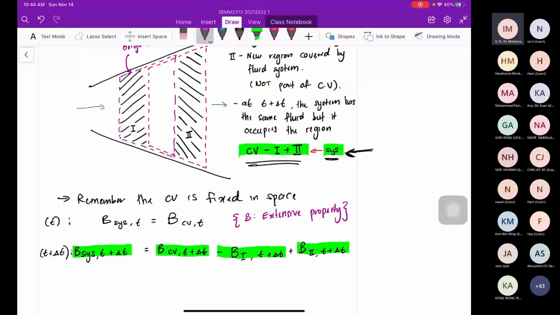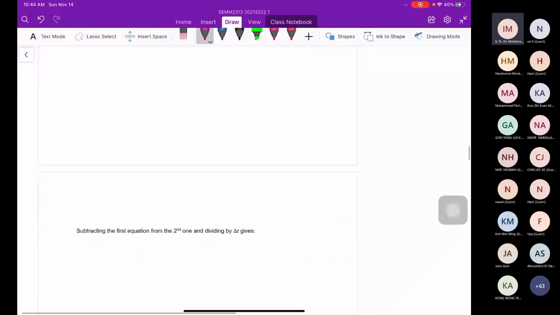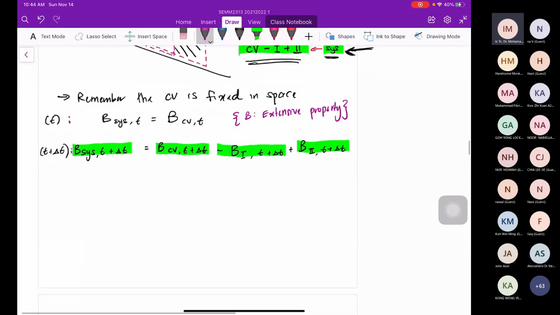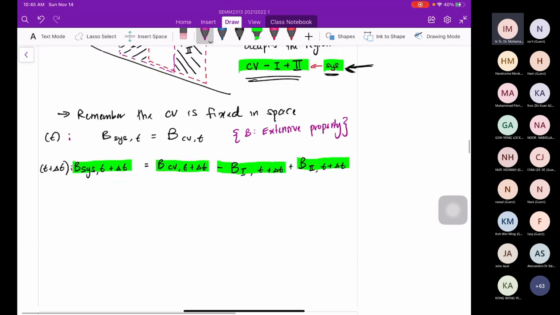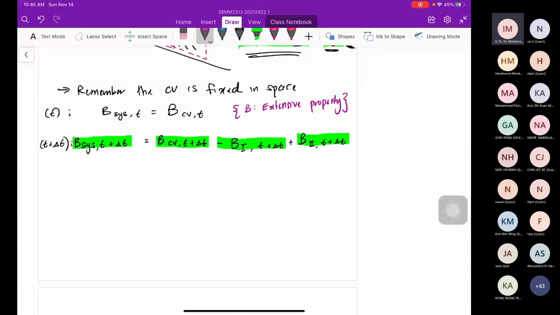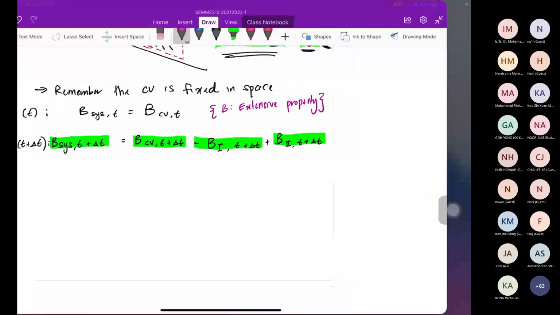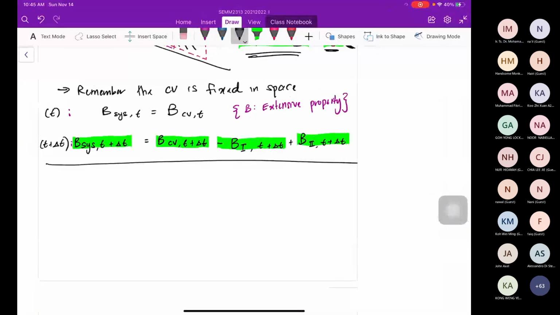After that, subtract the first equation from the second one and divide by delta t. I want to subtract only, the first equation from the second one. So that means this one minus this one. So from here, you can put B of the system at t plus delta t minus only, sorry, B of the system at t plus delta t.